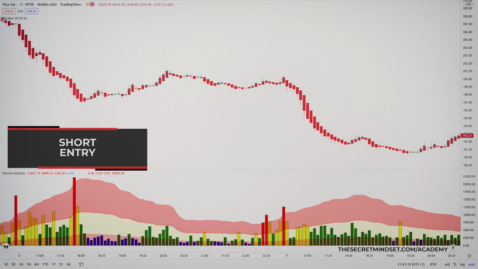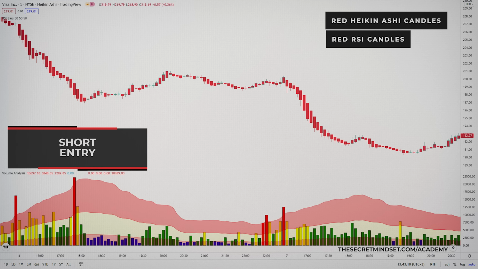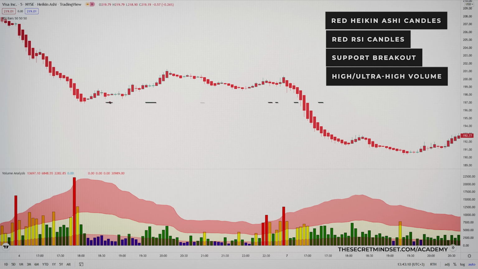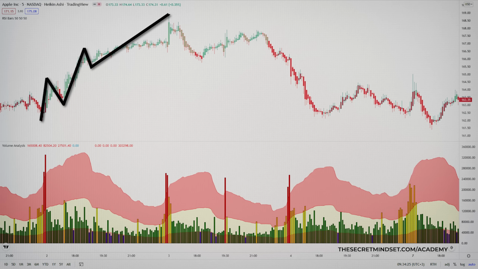For a short entry, trend is down, meaning Heikin Ashi candles are red. Momentum is down, RSI candles are red. Price is moving below a support level, and volume confirms the breakout, meaning we must have high or ultra high volume.